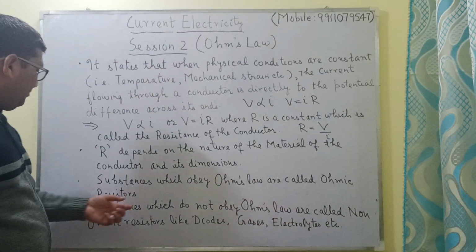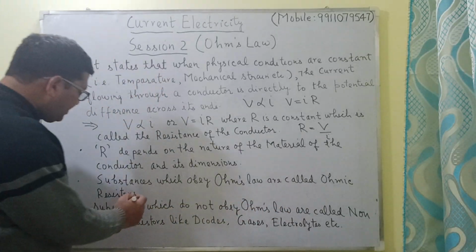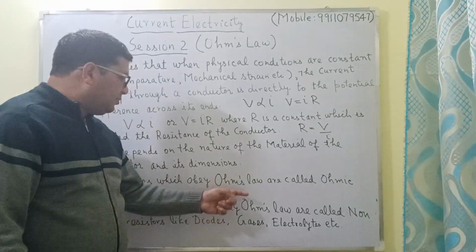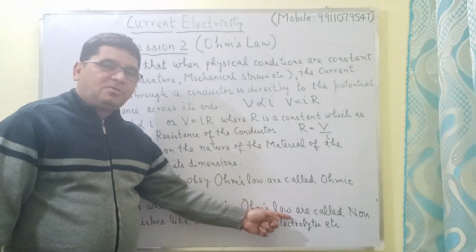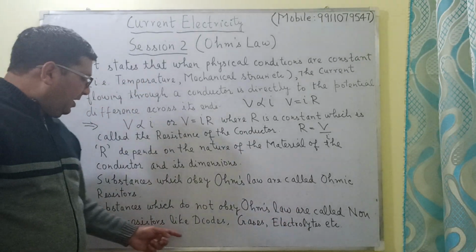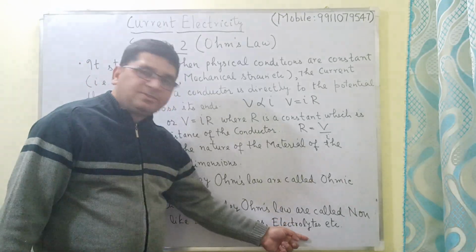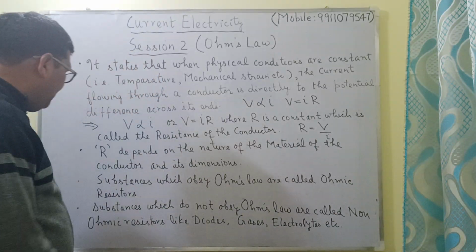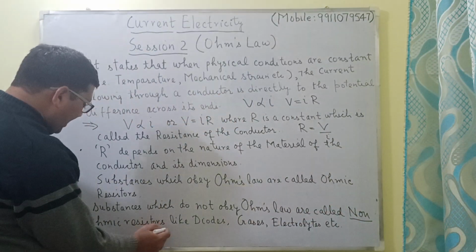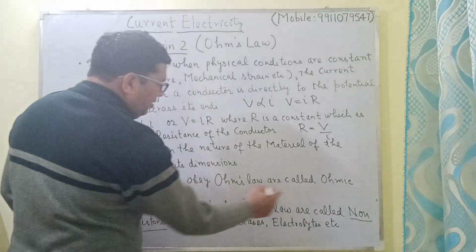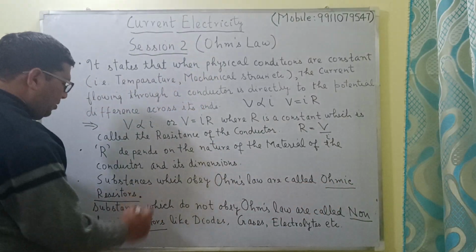So the third point is the substances which obey Ohm's law are called ohmic resistors, and mostly all the metals follow Ohm's law, whereas there are many substances which do not follow Ohm's law, and they are called non-ohmic resistors. A few examples are diodes, gases, electrolytes, and so on. So almost all the metals follow Ohm's law.